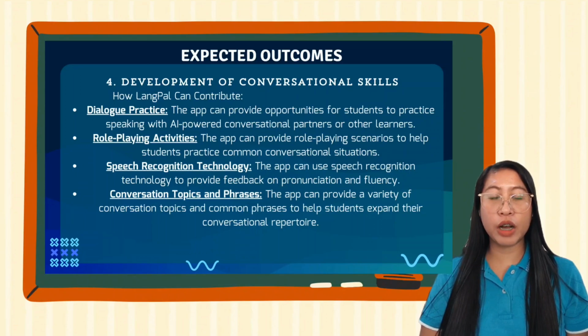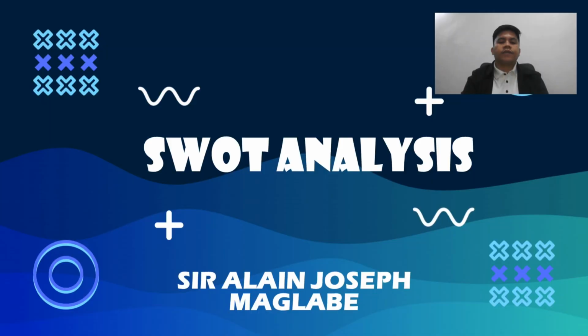Next, speech recognition technology. The app can use speech recognition technology to provide feedback on pronunciation and fluency. Last, conversation topics and phrases. The app can provide a variety of conversation topics and common phrases to help students expand their conversational repertoire. I would like to present now the SWOT analysis of our capstone project.